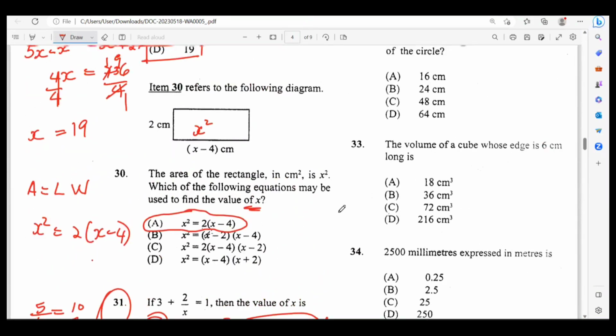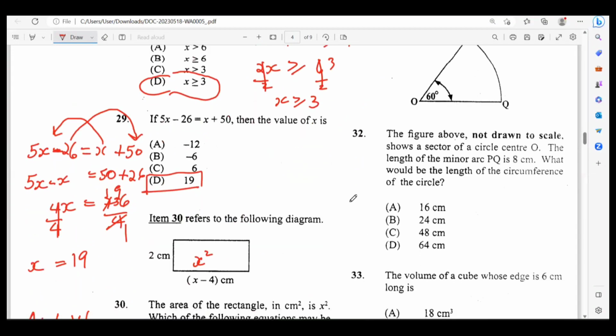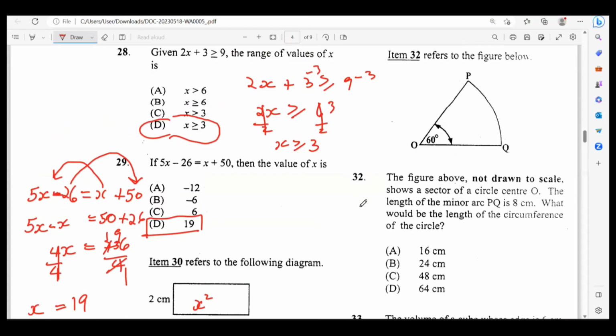Let's go to 32, I believe. Item 32 says the above figure, not drawn to scale, shows a sector of a circle O. The length of the minor arc PQ is 8. What would be the length of the circumference? Now, they're asking you some questions. So what you could do, this one came as well. So watch this. This paper is 2012.